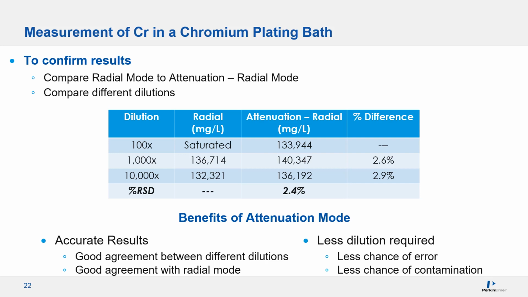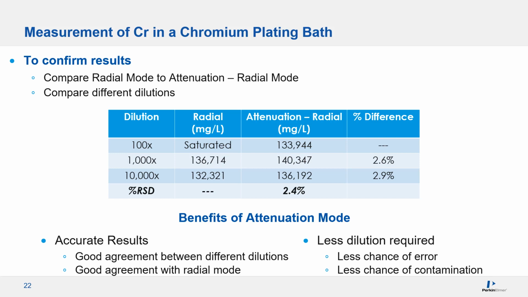If we look at the table, we see when we did our minimum 100x dilution, in radial mode our signal was saturated. But in attenuated radial mode, we're reading about 13.4% chromium concentration. So to get radial mode on scale, we had to dilute the sample 1000x, and that comes out to about 13.7%. And attenuated radial mode at 1000x dilution, we're about 14%. So the percent difference from radial to attenuated radial mode is 2.6%. That gives us a pretty good indication that both answers agree. They agree with our attenuated radial mode at 100x dilution, so we know we're pretty accurate.